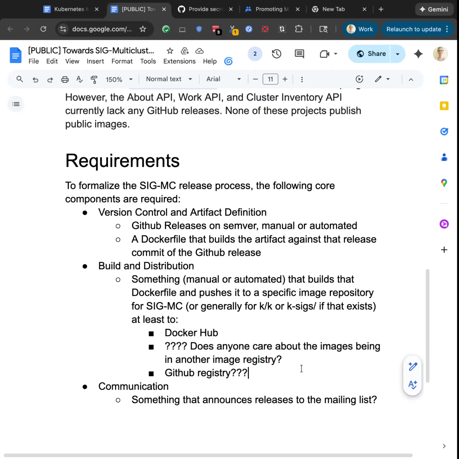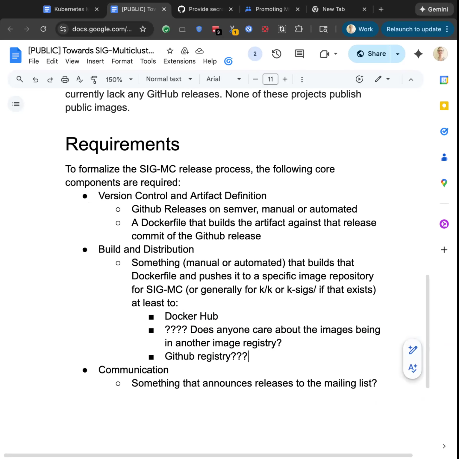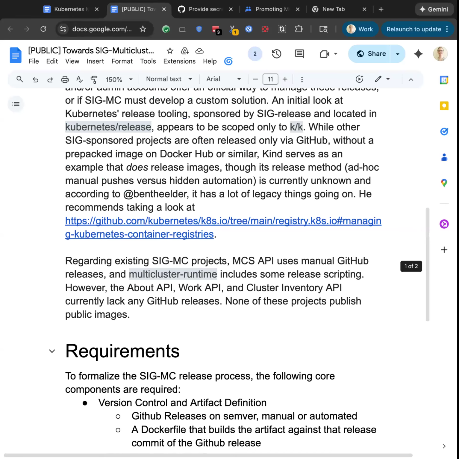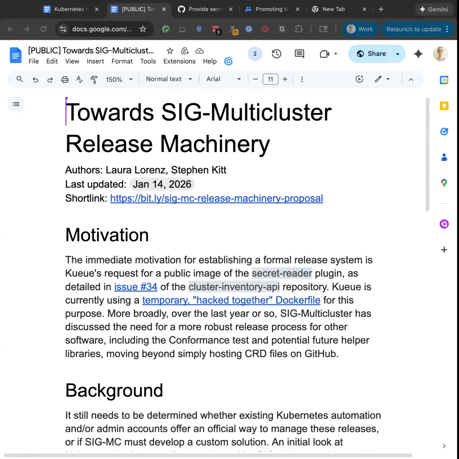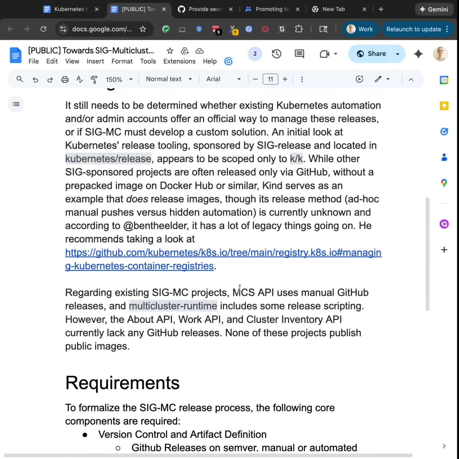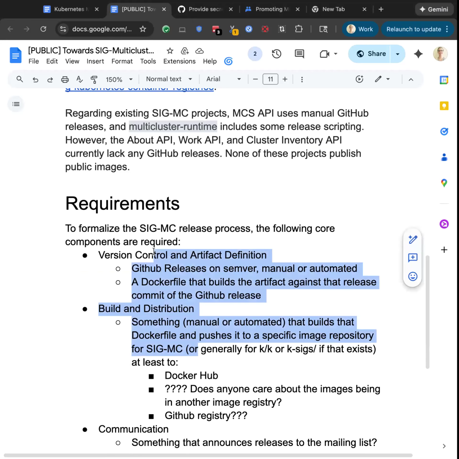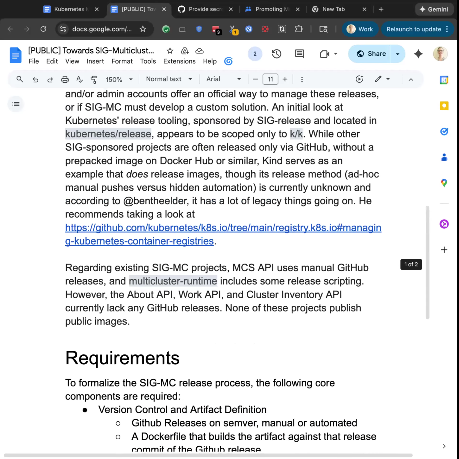There's a couple questions here about if anyone cares about images being in a different image registry besides Docker, which I'm also accepting comments on from the group. But anyway, that's what's being discussed. If anybody here who is an owner of, or longtime contributor to, any of these other projects wants to help work on this and integrate, that would be great. Any general comments too about how we specify this process, either as a SIG or per project.